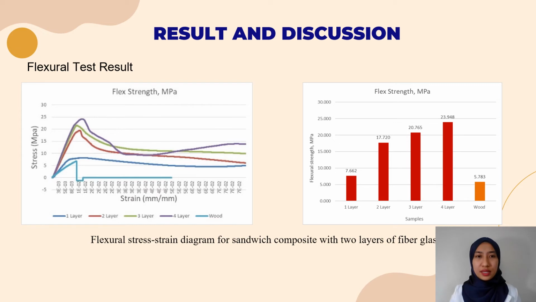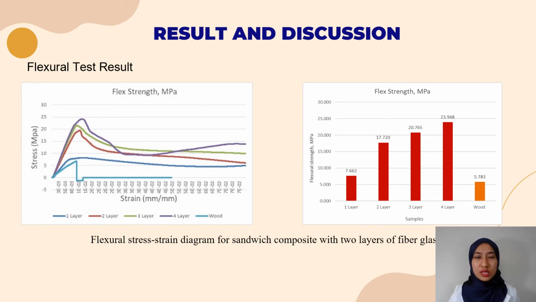For the results and discussion of the flexural test, the graph shows that the sandwich composite with 4 layers has the highest value of flexural strength, while the wood specimen shows the lowest value of flexural strength. The curve shape shows that the wood specimen was a brittle structure. They usually fail when the deformation is elastic.